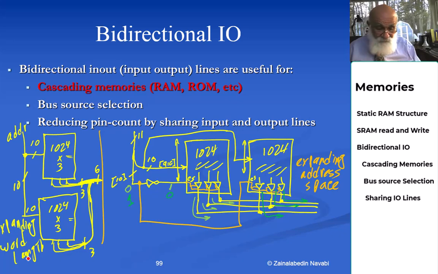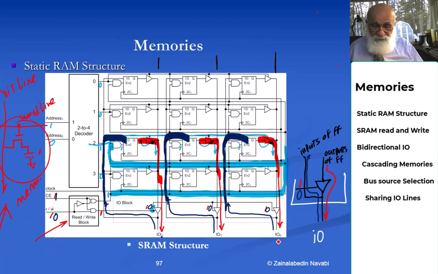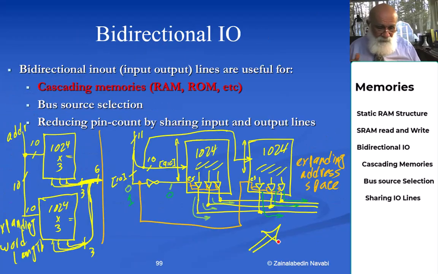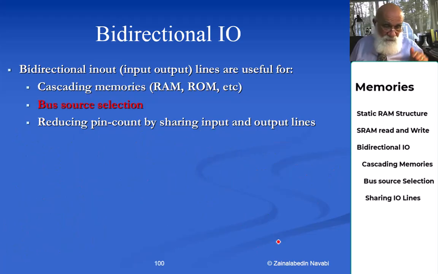All right, so we have shown that tri-state structures can be used for cascading memories, as we are showing here on the right hand side. And we are actually showing, as we showed over here, the bidirectional lines are again for that same purpose. Another use of bidirectional I/O lines is for bus source selection. Let's look at this situation.